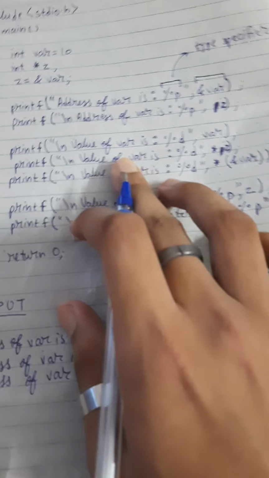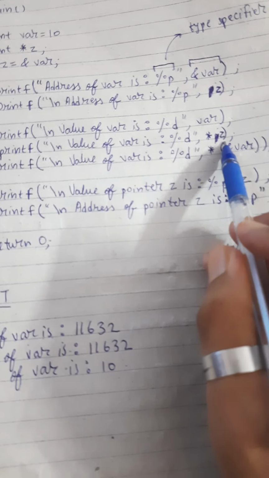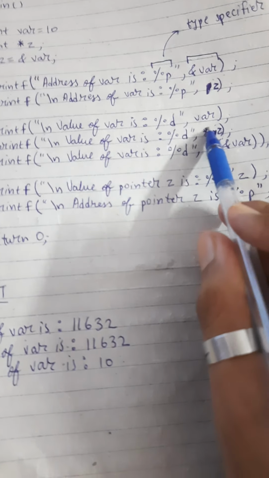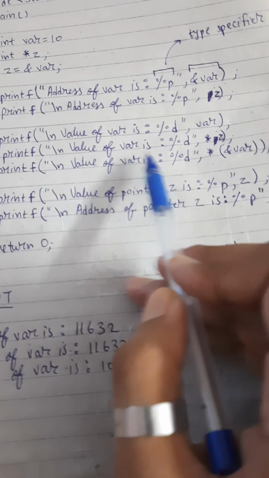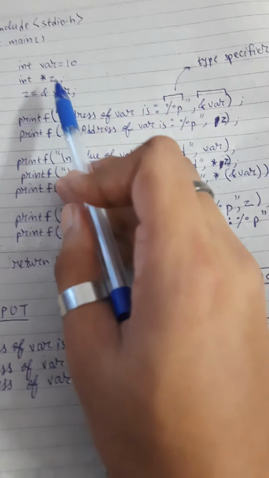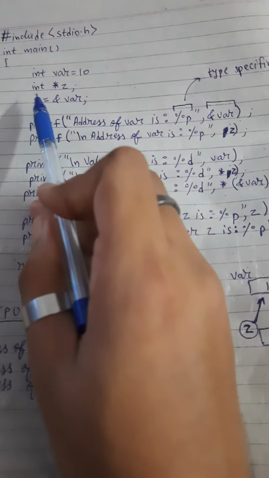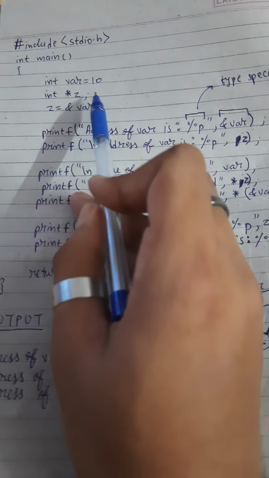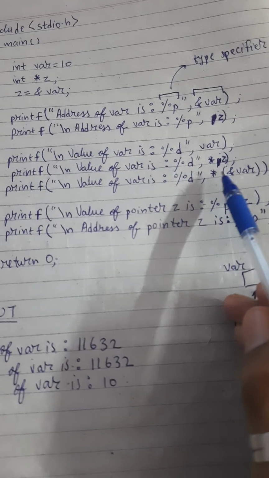So here, the value of var is now... see, there is z, and we have encountered a star before z. Since this is an executable statement, because the printf function is there, this is not a declaration statement as in this case, because here no data type is there. Here the data type is there, so this statement can be classified as a declaration statement. So this is an executable statement.